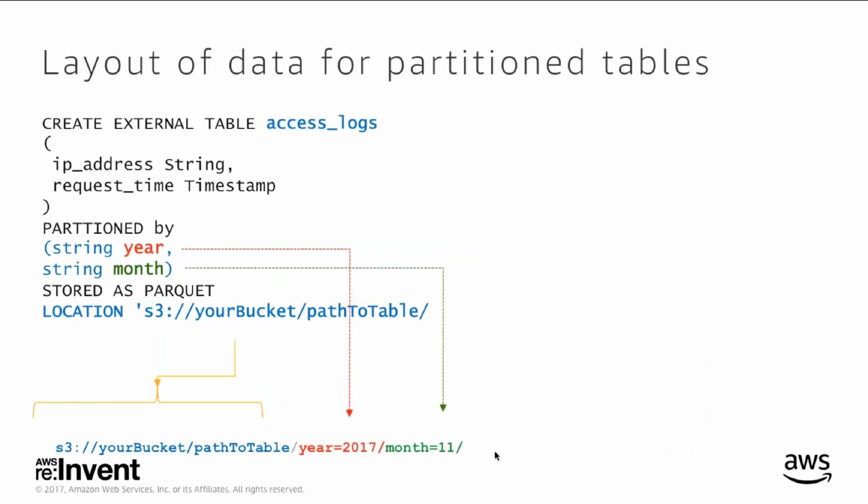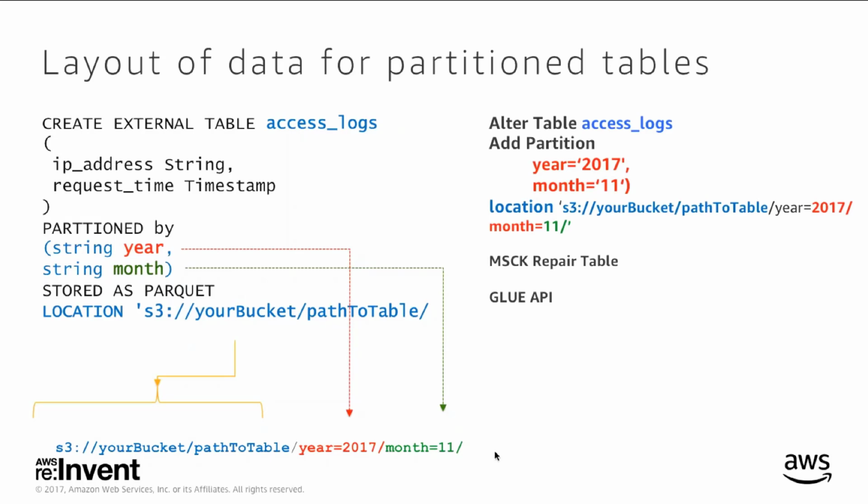So if we look at this example, it shows you where the base path is in blue, and then year is the column name that we're going to use to partition, and then the value, 2017, and then month is the next partition name, and then 11 is the month, the actual value of the month. And underneath that, that's where all the physical data files will reside.